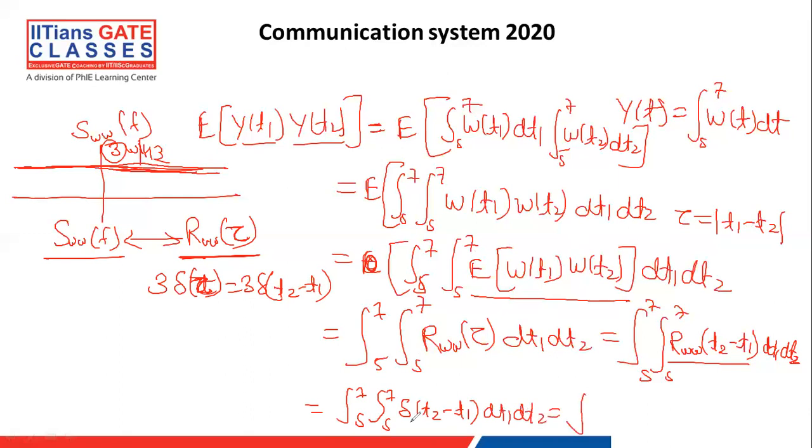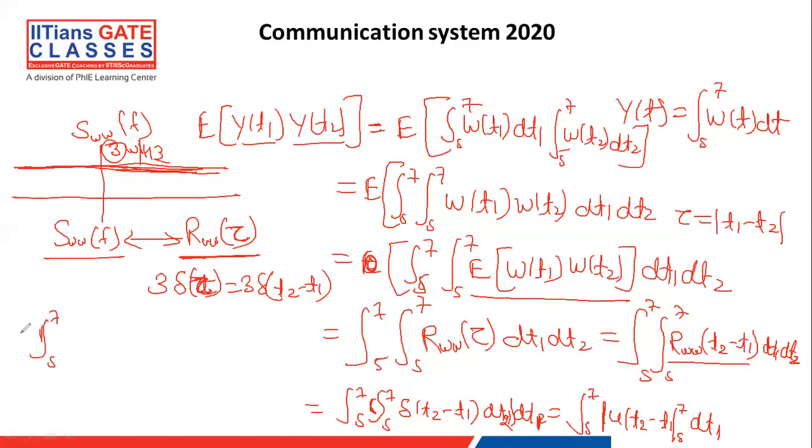Okay, let's first integrate this with respect to dt2. Let's do this integration first. So the integration of an impulse is a unit step. So the integral from 5 to 7, after integration I got u(t2 minus t1), with limits 5 to 7, and dt1. You see here the variable with respect to which I have integrated is t2. So I will replace this t2 with the limits, that is 5 to 7.